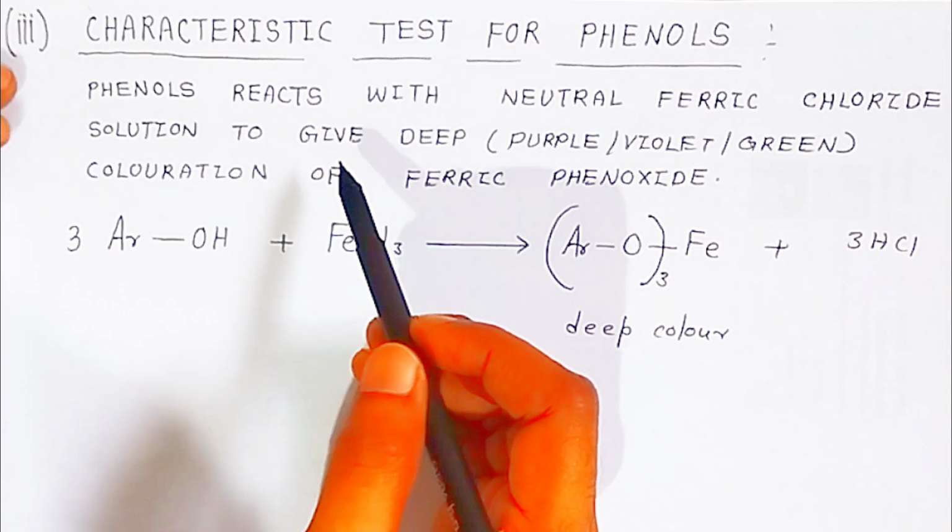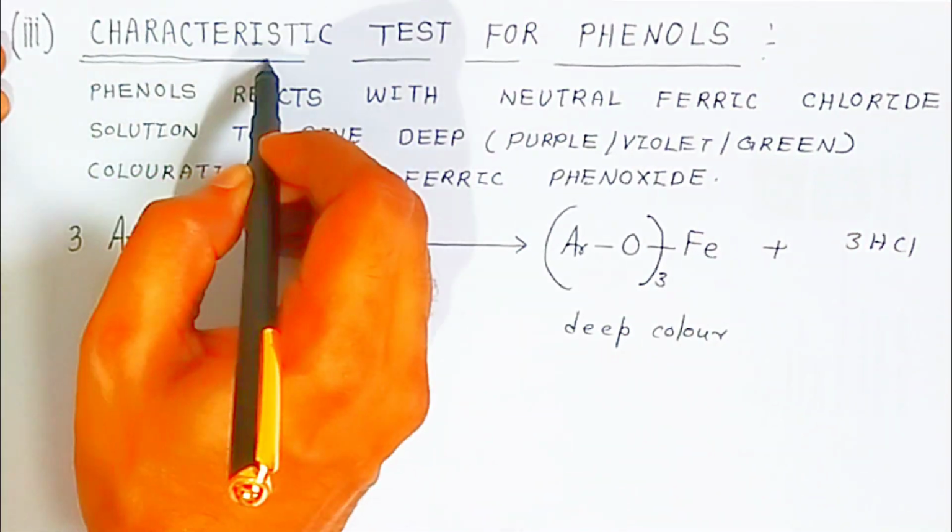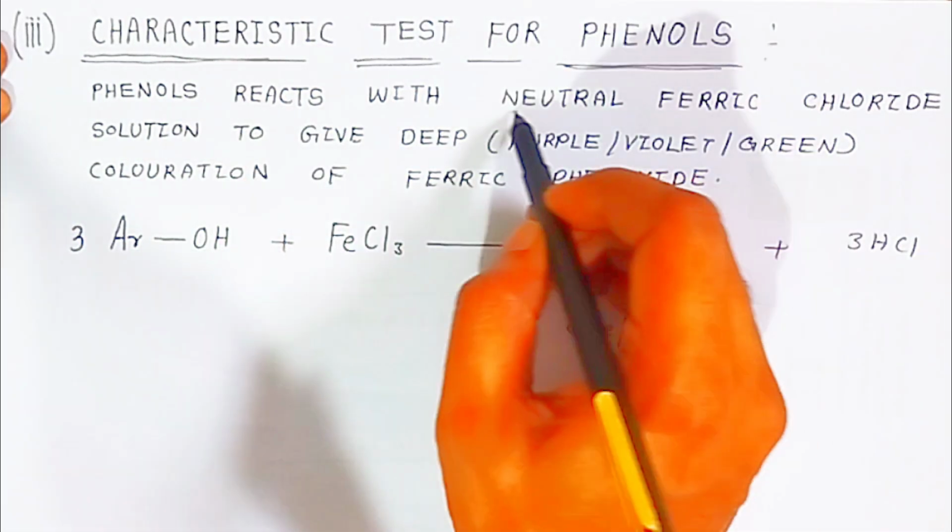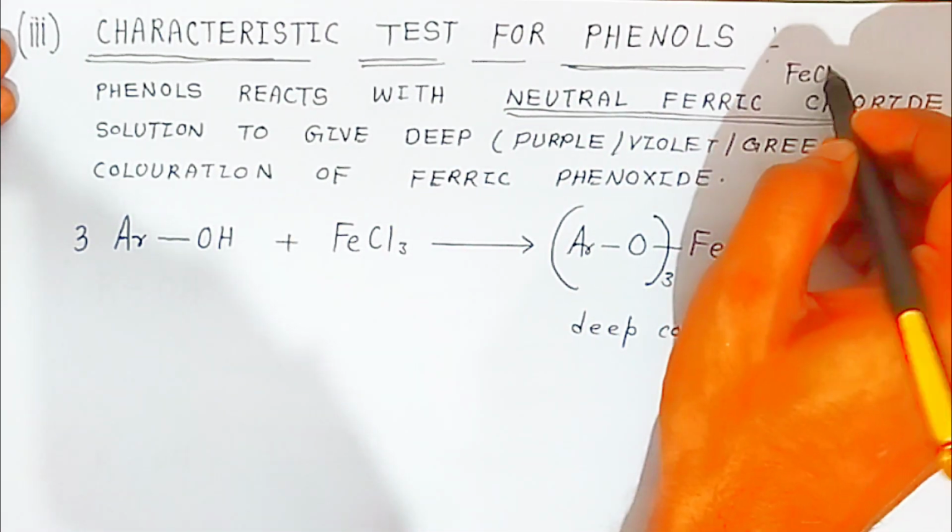Now students, we are going to see the characteristic test for phenols. Phenols react with neutral ferric chloride, FeCl3.